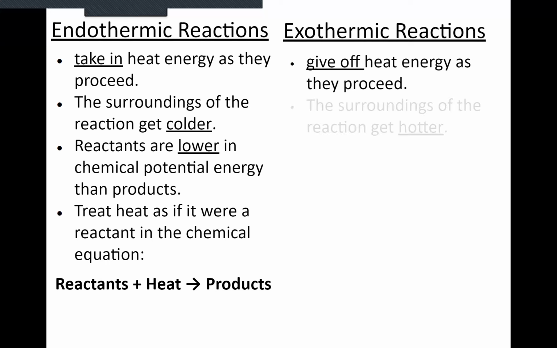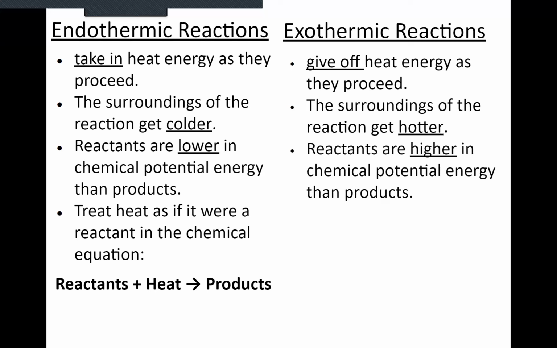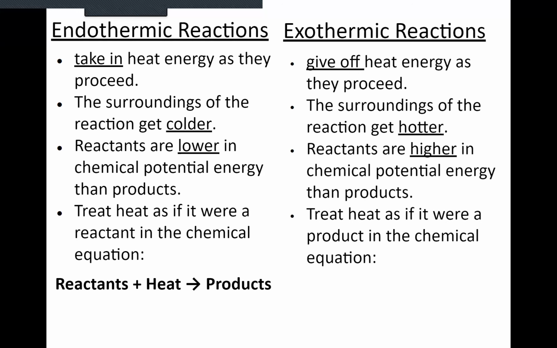We'll see just the opposite trends for exothermics. They give off heat energy as they proceed. The surroundings get hotter, not colder. Reactants are higher in chemical potential energy than products. And if we were to write a chemical equation with heat as part of it, we would put heat on the right side of the equation: reactants yields products plus heat.